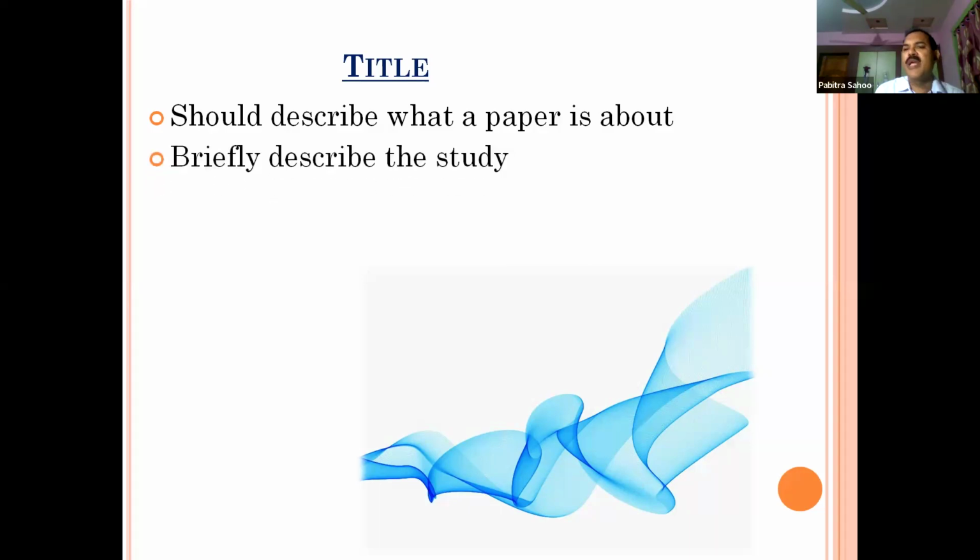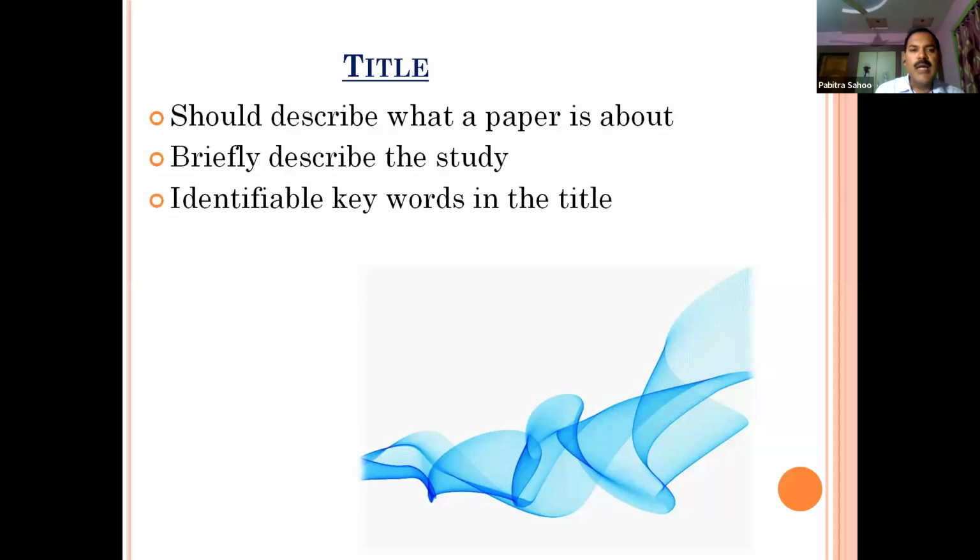It should briefly describe your study, and you should use identifiable keywords in the title so that researchers can find your article, which increases its visibility. The title is preferably around 10 to 15 words. Again, many journals mention in their author guidelines the maximum number of words in the title of a manuscript. If you exceed those words, you will not be able to submit it.